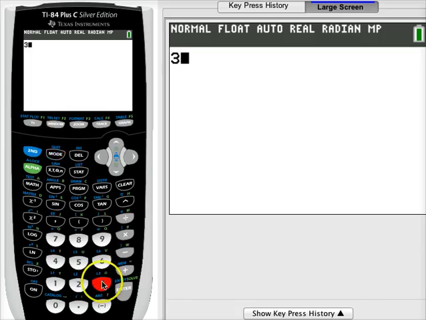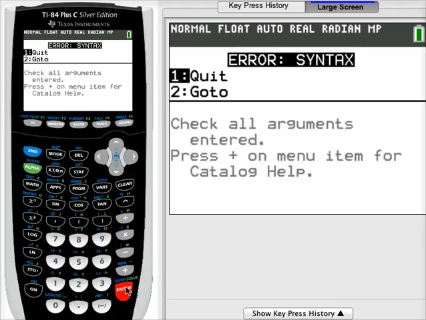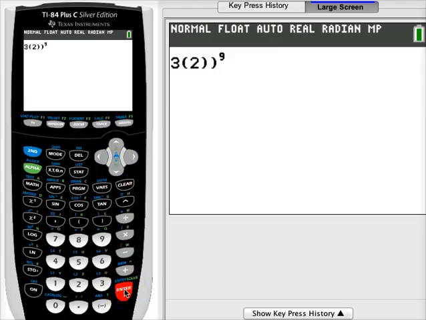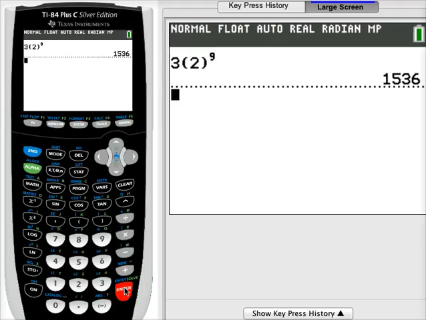So let's whip out a calculator. 3 times 2 to the 9th power. Oh, what did I type in wrong? There we go. 3 times 2 to the 9th power, 1,536.